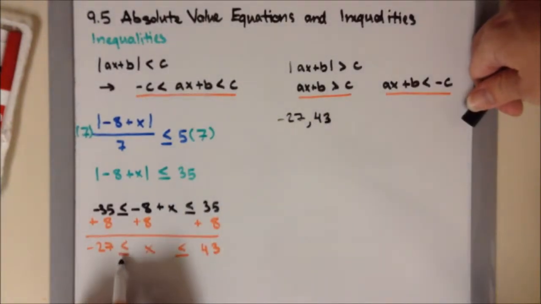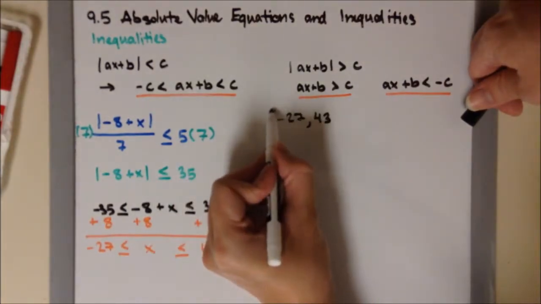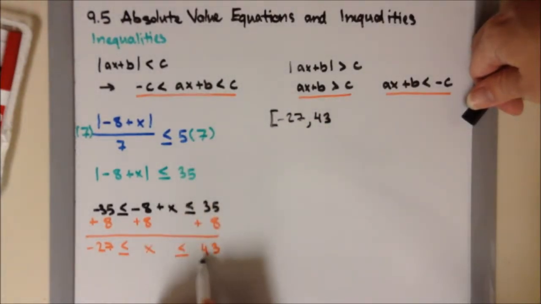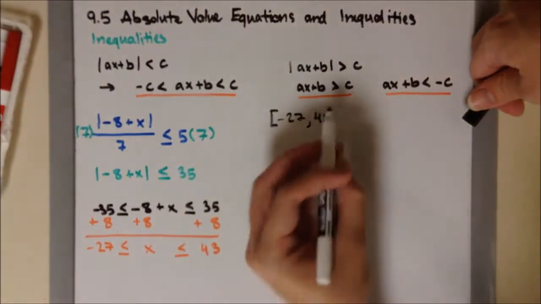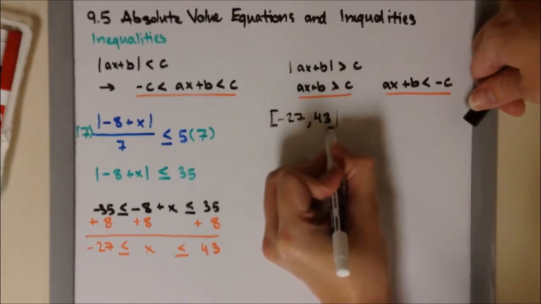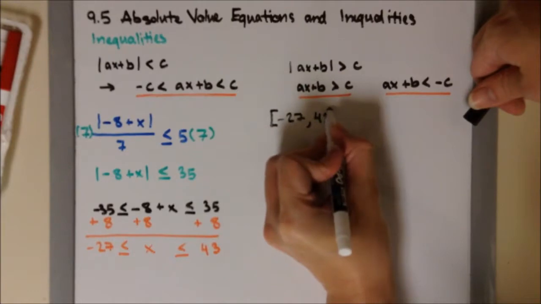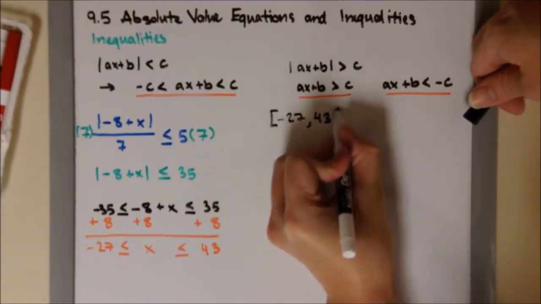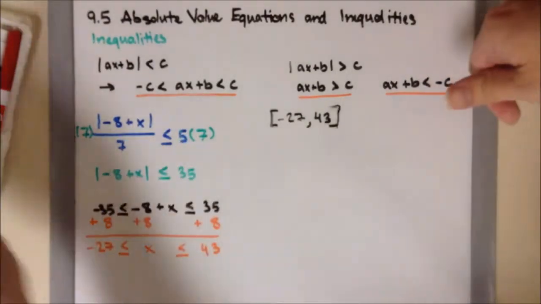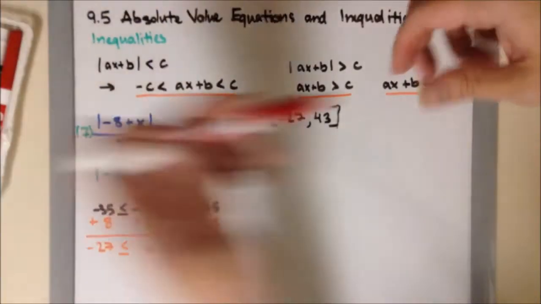Take a look at our inequality sign. On the negative 27, it has less than or equal, which means I'm going to put a bracket on negative 27. On the 43, it has less than or equal, so I'm also going to put a bracket on the 43. Like so. So here's my answer, and let me box that.